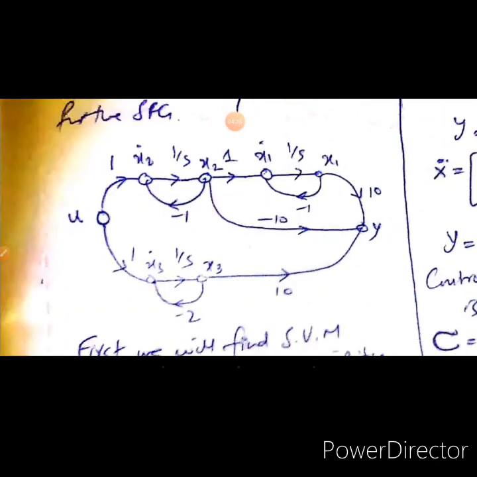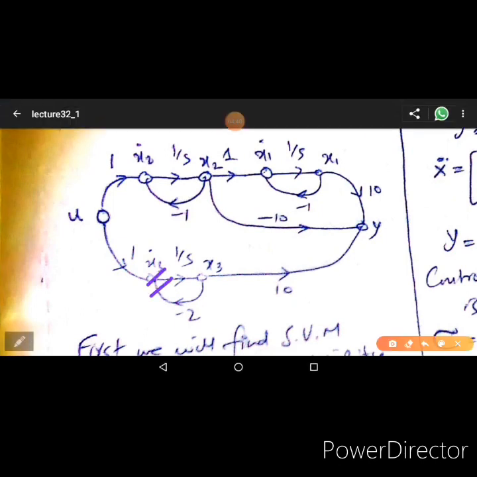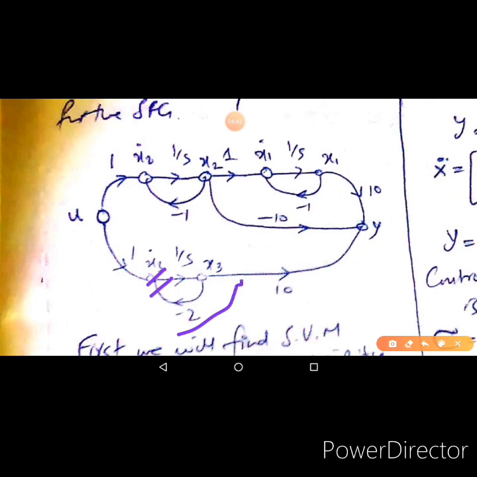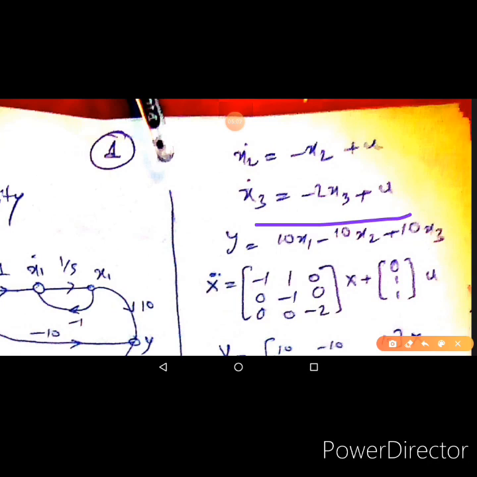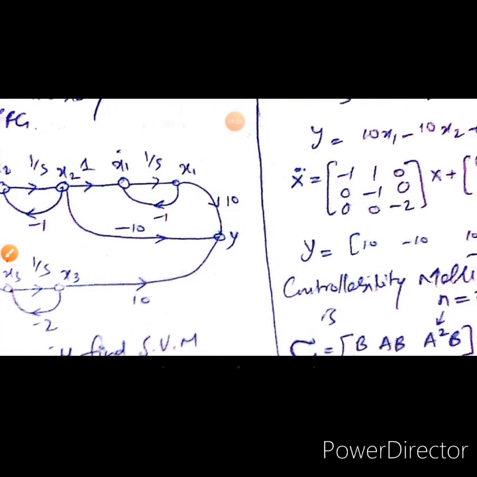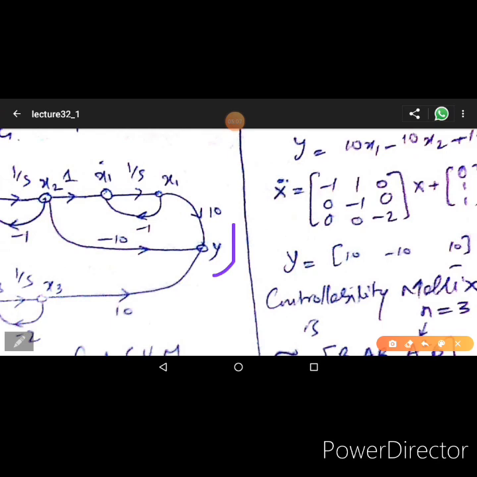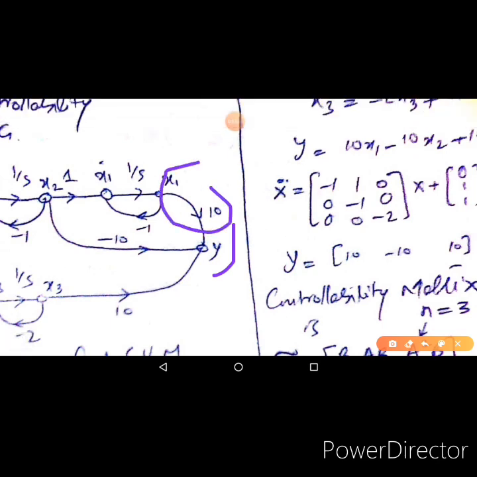Similarly, for x3 derivative, which is over here, x3 derivative is equal to u minus 2x3. That is exactly what is written over here: x3 derivative is equal to minus 2x3 plus u. And now the output. If you look at the output over here, we have 10 times x1, minus 10 times x2, and 10 times x3. They all are added together.